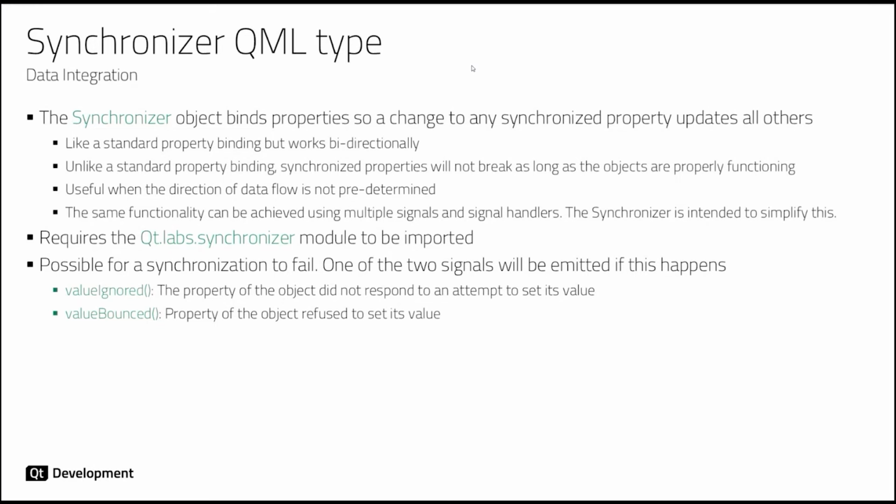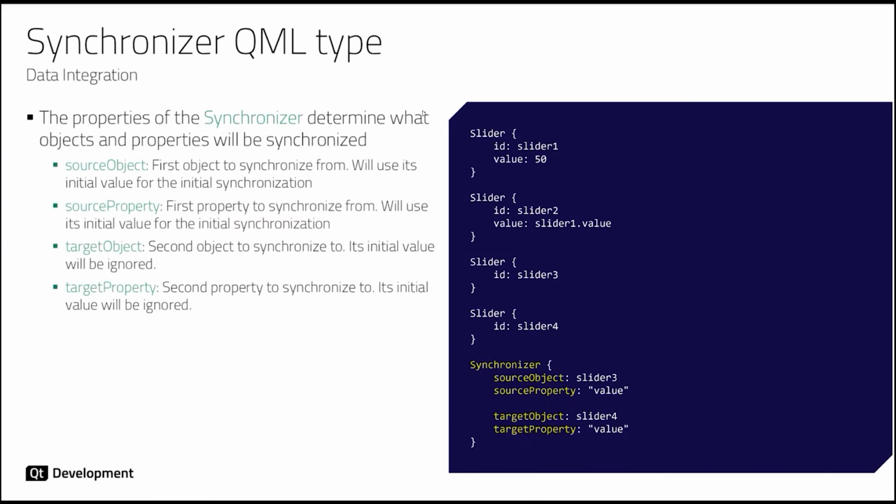And it is also possible for synchronizations to fail, although we do have two signals which will be emitted if this does happen. So this won't be unknown if it does happen. The valueIgnored signal will be emitted when the property of the object did not respond to an attempt to set its value. And then the valueBounced signal will be emitted if the property of the object refused to set its value. So if for whatever reason the synchronizer fails, there are some signals to notify you of this happening. So let's take a look at an example here.